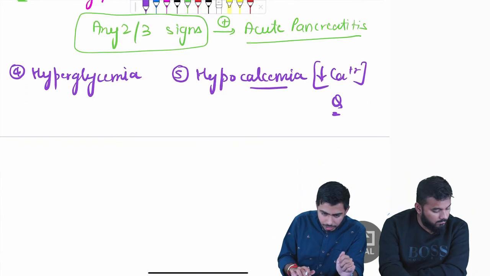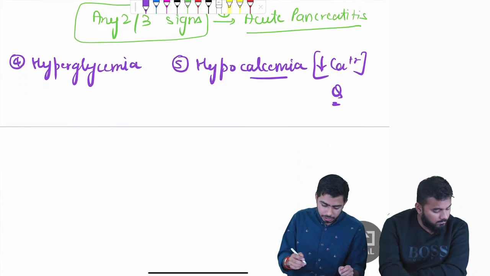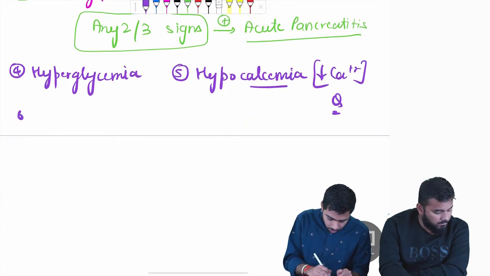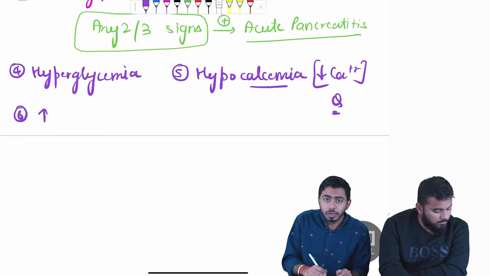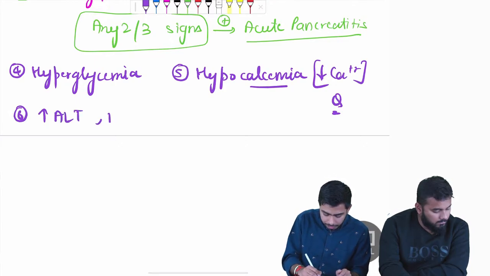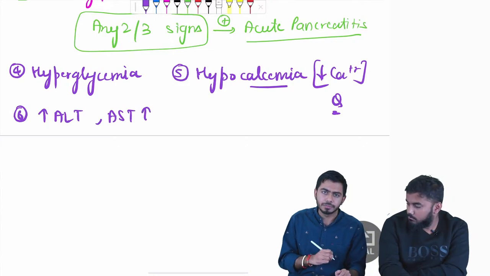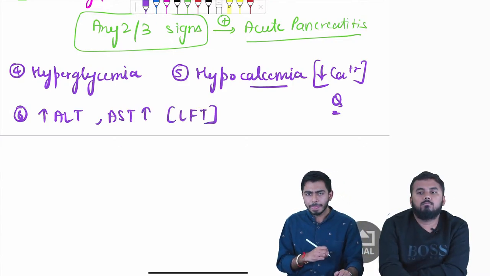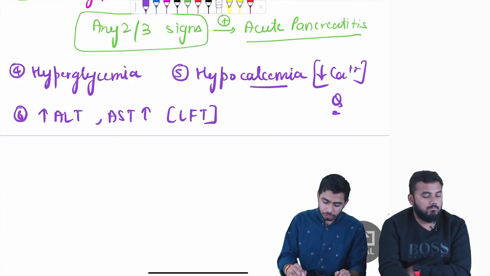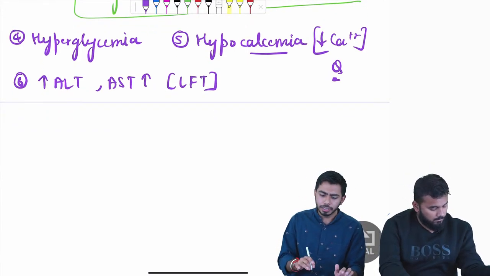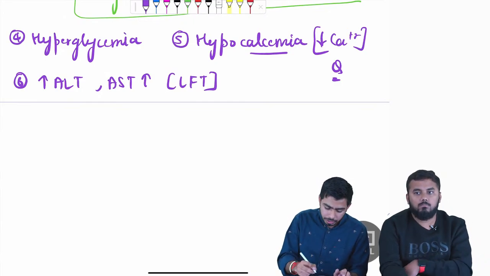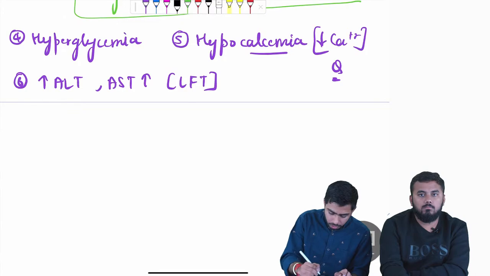Now I'm moving on to the radiological signs, which are very important. Along with that, you can take the help of liver function tests also. There you will see that ALT and AST levels might be raised. That is the liver function test. Now I'm coming to the radiological signs. Again, they are very important. They have been asked in exams very commonly. So let's talk about the radiological signs as well.